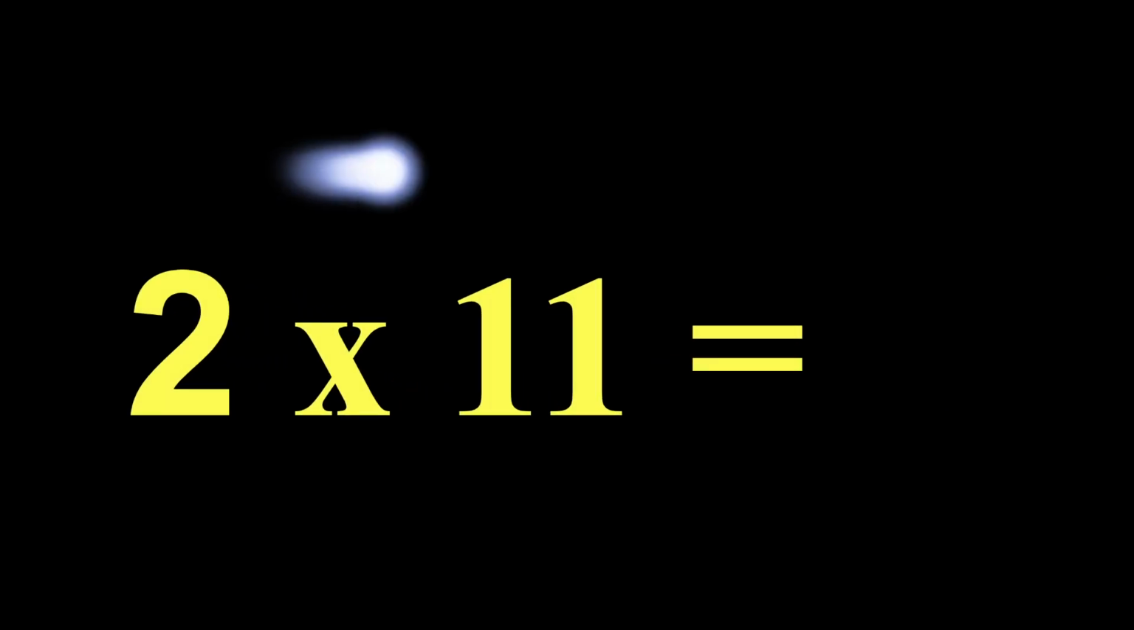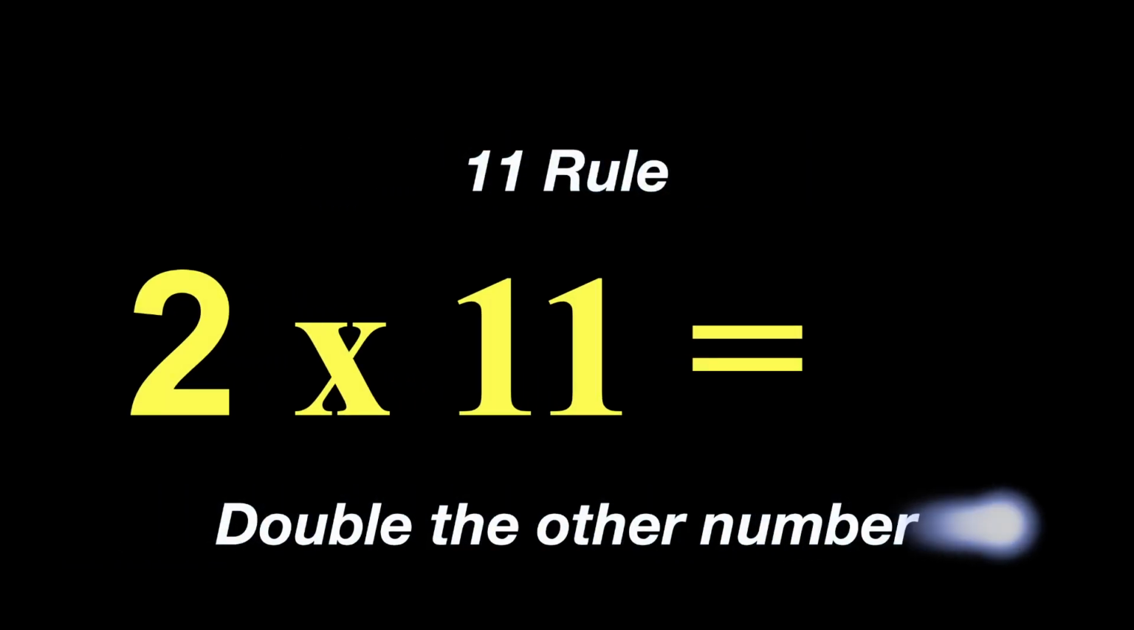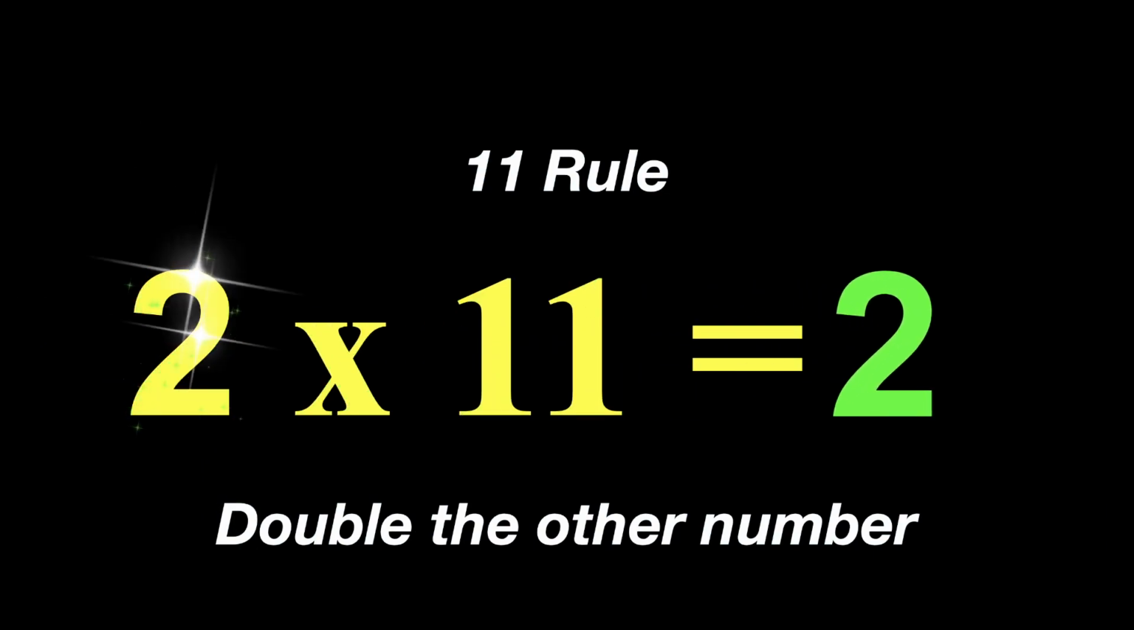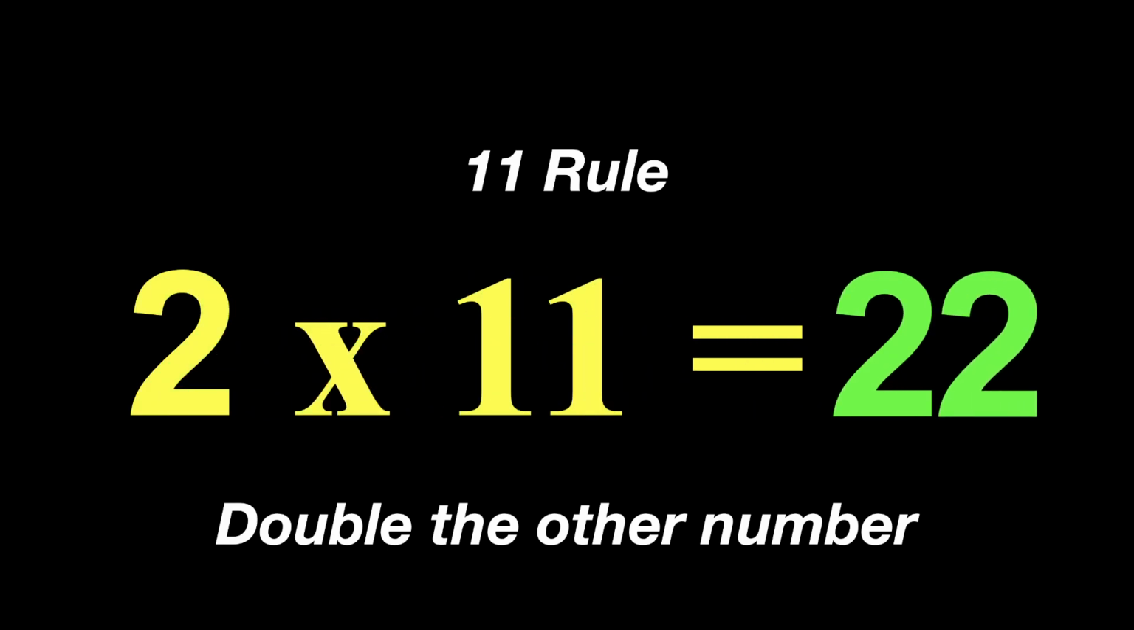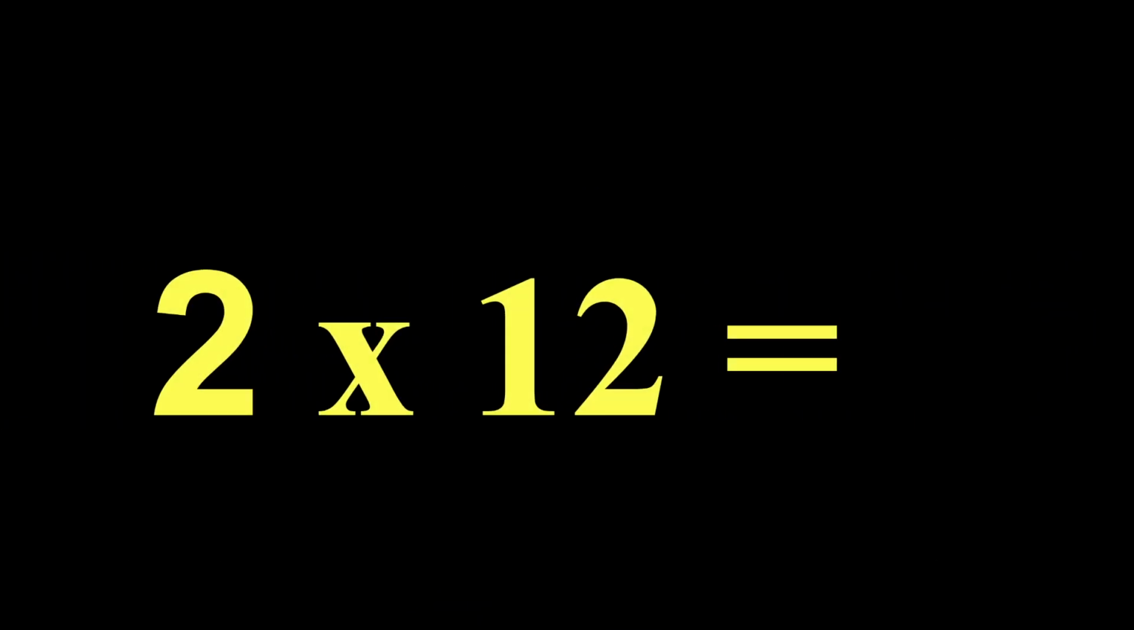2 times 11. Well, that's easy because it's the 11 rule. Double the under number. So just take the 2 and put another 2 at the end. Great, Faith, thanks. 2 times 12, you could count by 2 to 12.